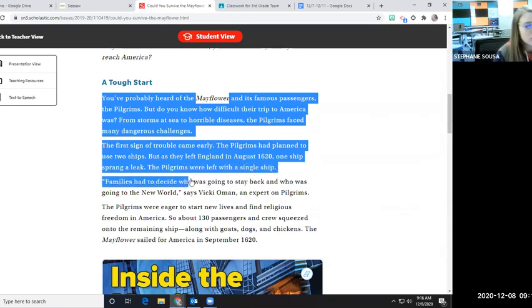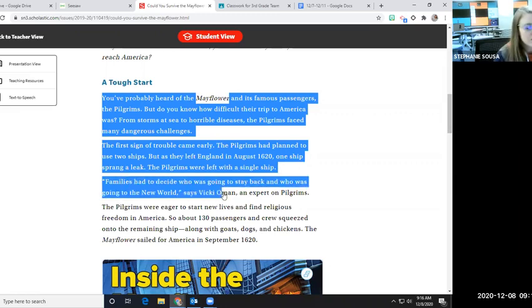Families had to decide who was going to stay back and who was going to the New World, says Vicki Oman, an expert on pilgrims.